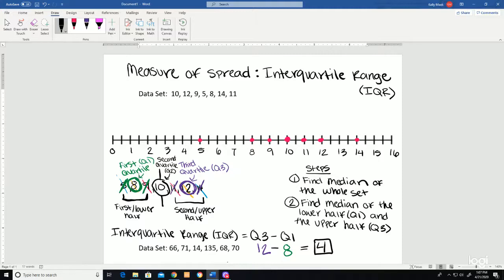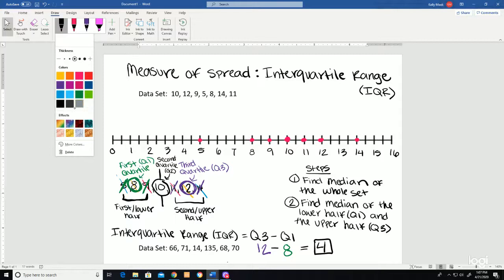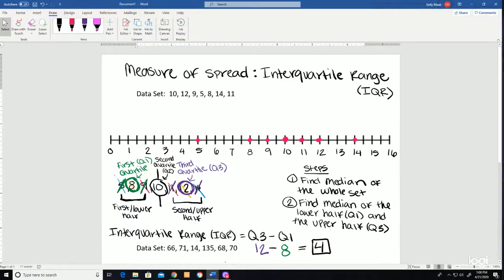Now what does this mean? What does this number mean? What this number means is that the center of the data, where most of the data is hanging out, the distance between the highest and the lowest is 4. So take a look again at your number line here. As you can see here, most of the data is right here.